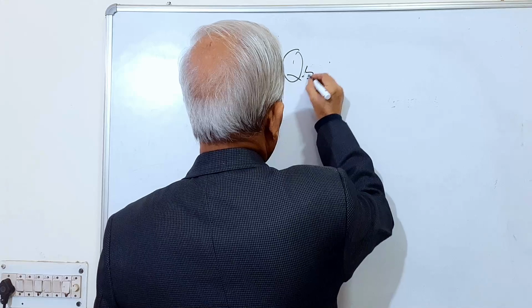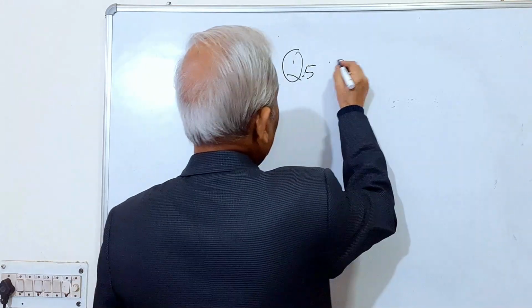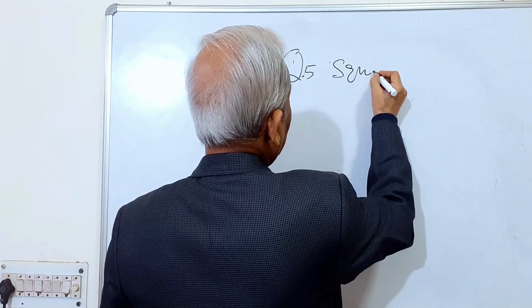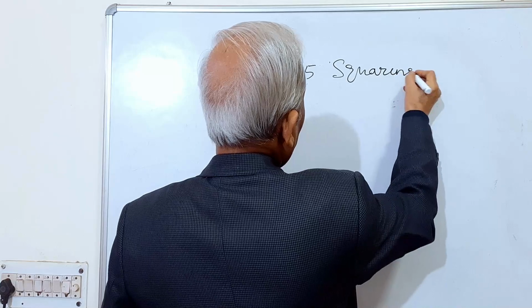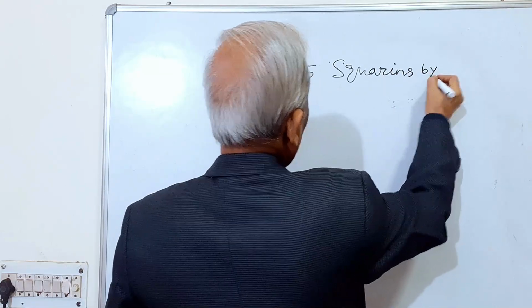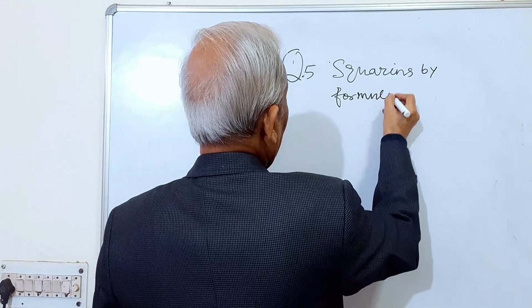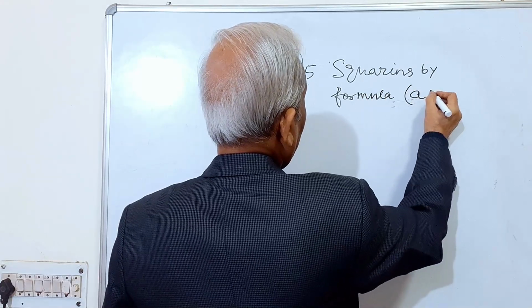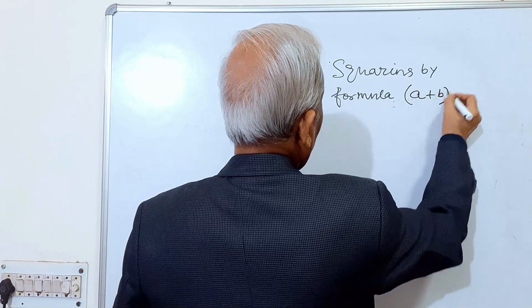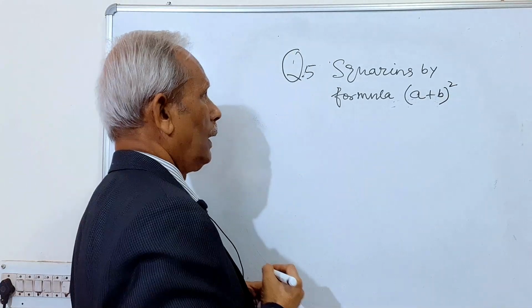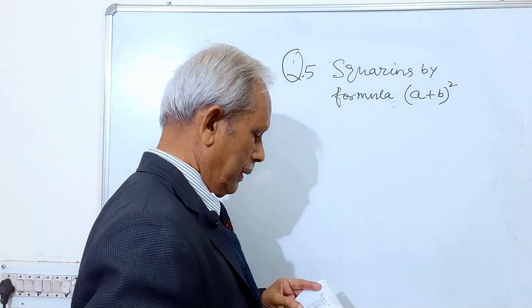Question number 5. Square the numbers. Squaring by the formula a plus b whole square. Squaring by the formula a plus b whole square, you will follow it, right?